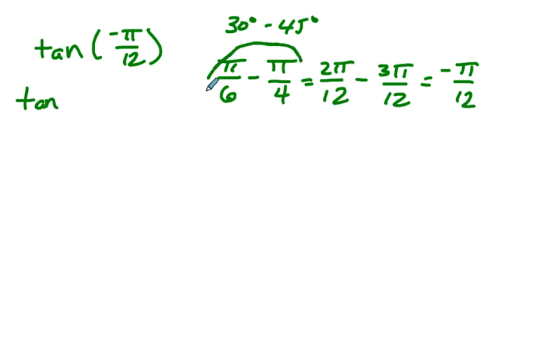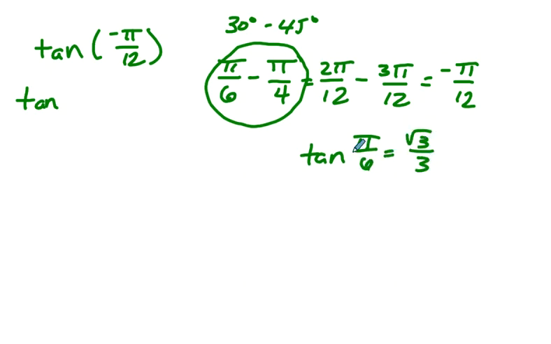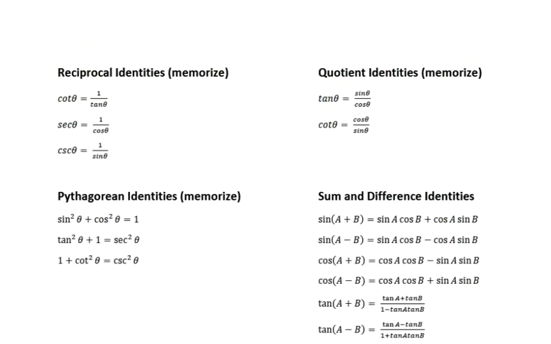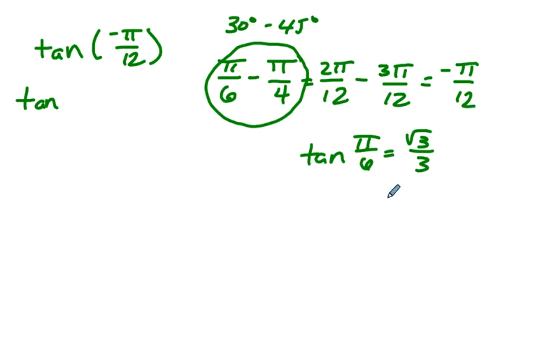These numbers will work, but when I'm doing a tangent problem, I actually try to avoid the 30-degree family, the pi over 6 family, because the tangent of pi over 6 is root 3 over 3, and my tangent formula is already kind of a mess. So I'm going to try to avoid the 30-degree family. I'm going to try to do something with 60 degrees.